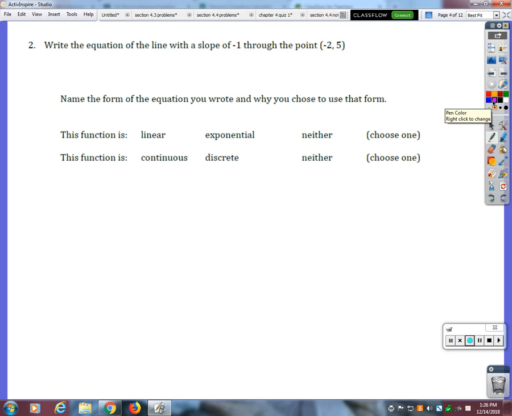Yeah. Okay, next one. Write the equation of the line with a slope of -1 through the point (-2, 5). So this is what we spent a long time on yesterday. See if you can come up with that equation on your own.